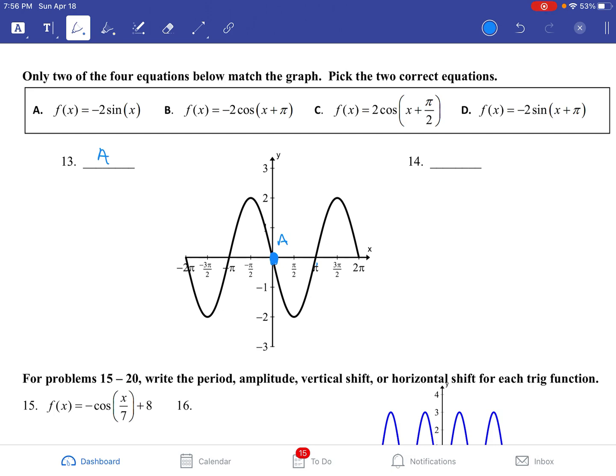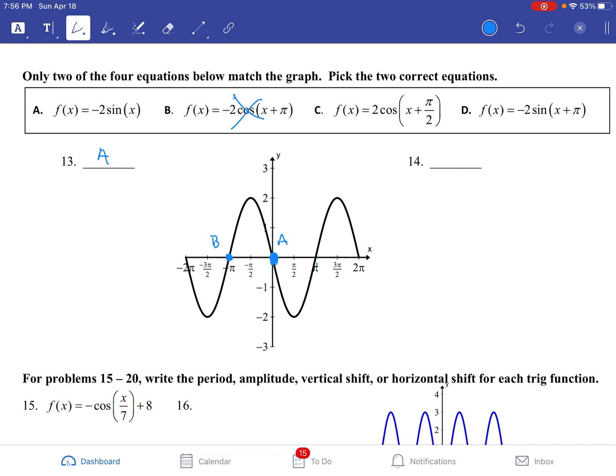Next, for B, we have negative 2 cosine, the quantity x plus pi. So we're going to move 2 intervals to the left by pi, which starts at here. But if you can see your graph, this graph starting at this point B is a sine function, not a cosine function. So this does not work.